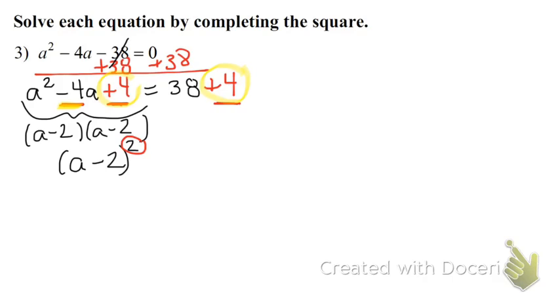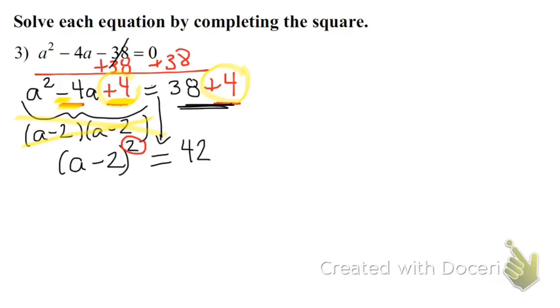Now, is there a shortcut? Can I skip this step right here? Absolutely. Here's why. It's always going to be the square root of this number here. It always factors into the square root of this, because it's always going to be a perfect square trinomial, and it'll always have this middle sign right here. All right, back to completing the square. The left side we completed the square, but on the right side of the equal sign, bring down that equal sign. On the right side, I have to actually add these two numbers up. 38 plus 4 is 42.